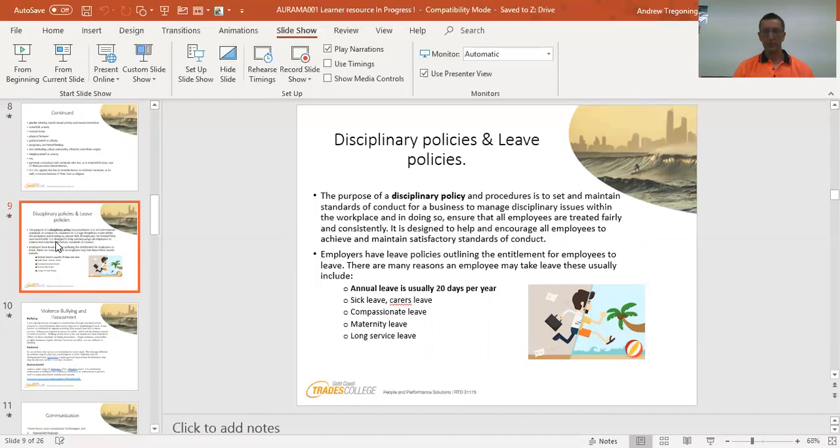All employers have leave policies as well, outlining the entitlement for employees to annual leave or other types of leave. There are many different reasons an employee may take leave. These usually include annual leave, and that's usually 20 days per year. There's sick leave, carers leave, compassionate leave, maternity leave, long service leave, and there's probably some more in there as well. So typically a business does have policies around that, and certainly entitlements around that as well.